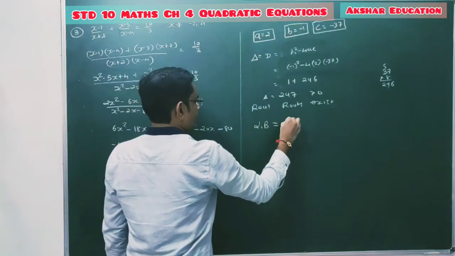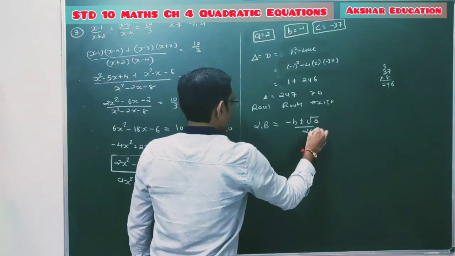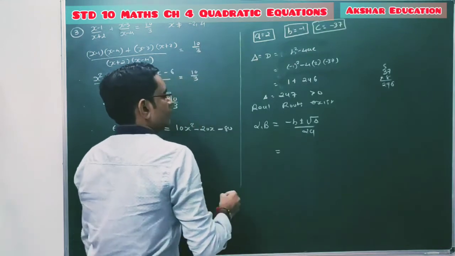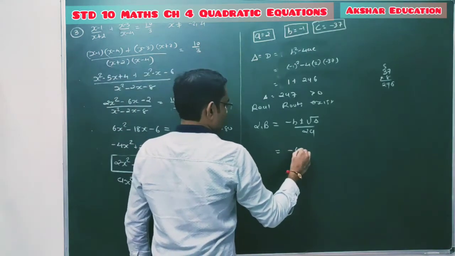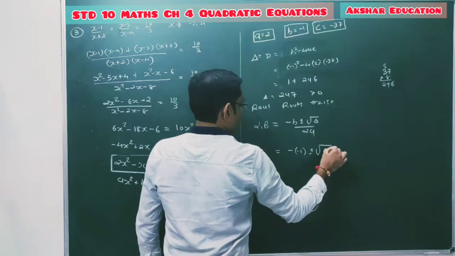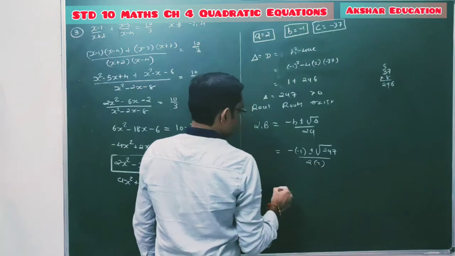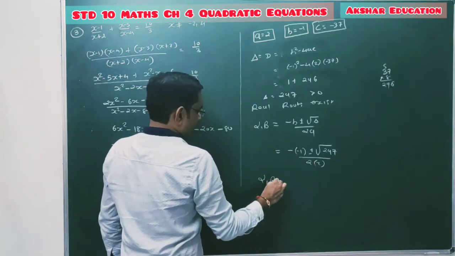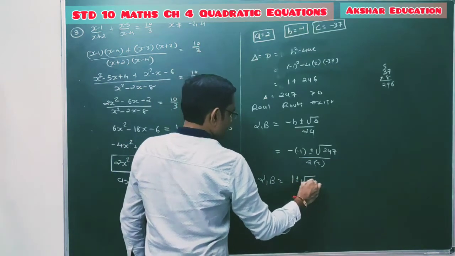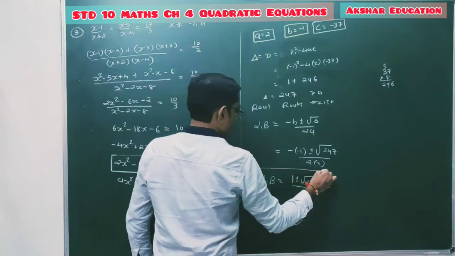Alpha, beta equals minus b plus or minus square root of delta upon 2a. So that value: minus b, so minus minus is plus, minus minus 1, plus or minus square root of 297, upon 2a, which is 2. So alpha and beta are 1 plus or minus square root of 297 divided by 4.